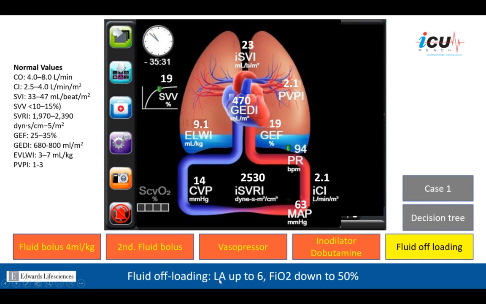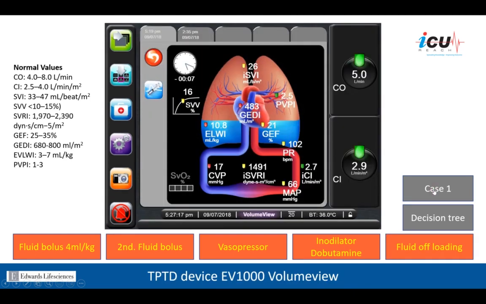At the same time, here you can look at the perfusion parameters. By giving Lasix, the lactic acid went up to 6. Yes, you did improve the FiO2, it went down to 50%. However, you worsened his perfusion to the organs, and that's what you want to avoid. So let's go back to the baseline, and let's decide on giving a vasopressor for this patient.